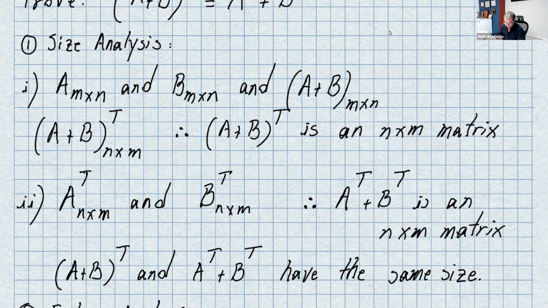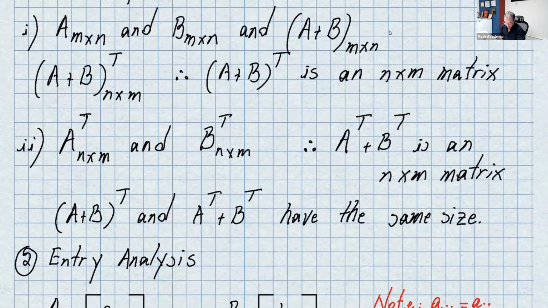Now, A transpose and B transpose are both n by m, and if you add them, you do get an n by m matrix. So A transpose plus B transpose is n by m, and A plus B transpose is n by m. They have the same size.